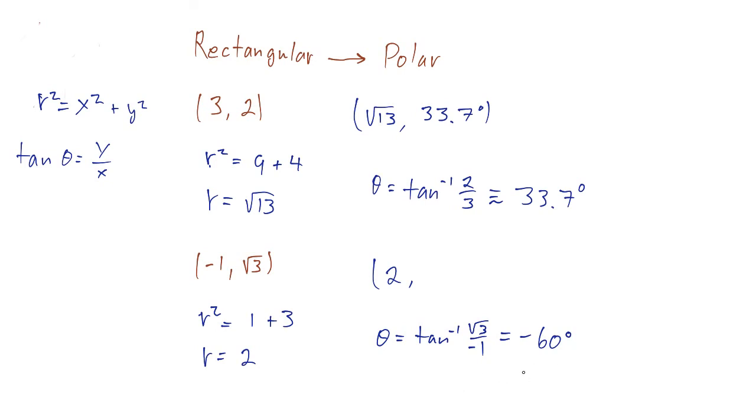Instead, what we want is to add 180 degrees to go halfway around the circle, and that'll give us the right answer. 180 minus 60 is 120 degrees. So our angle is 120 degrees. So the polar coordinates for negative 1 comma square root of 3 are an r of 2 and a theta of 120 degrees.